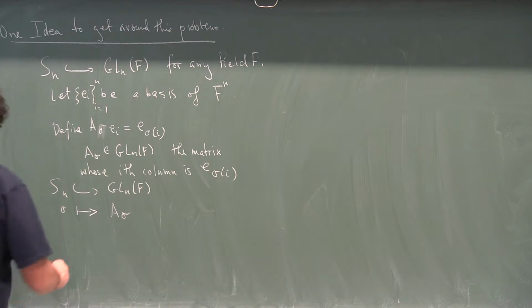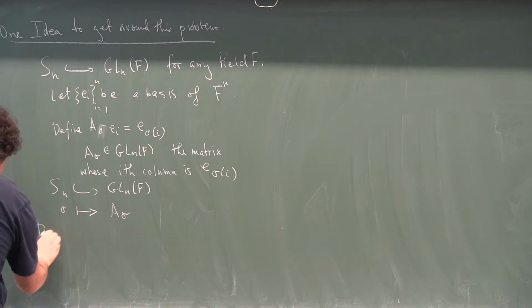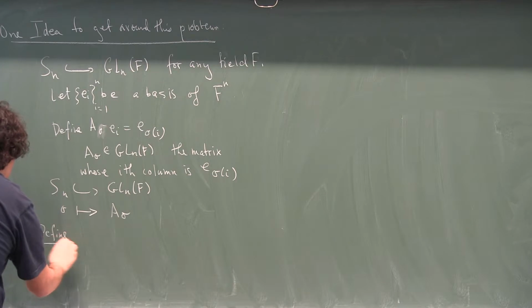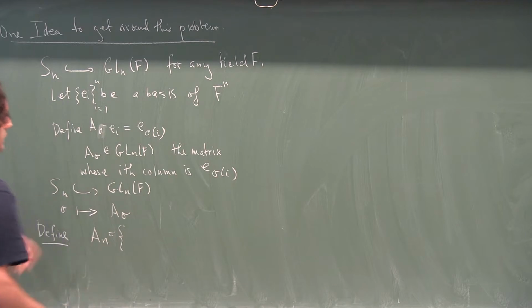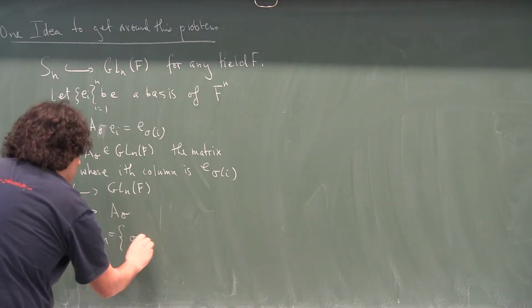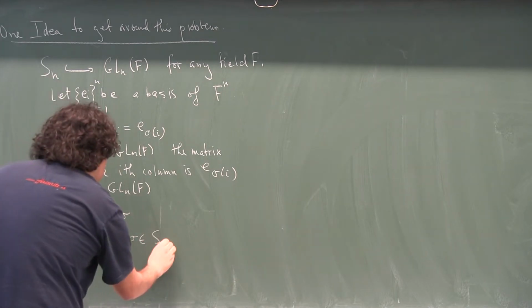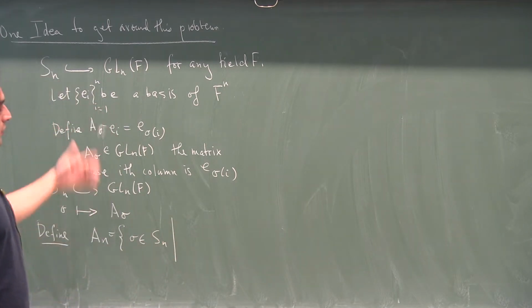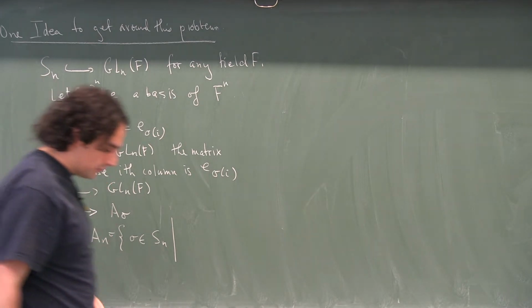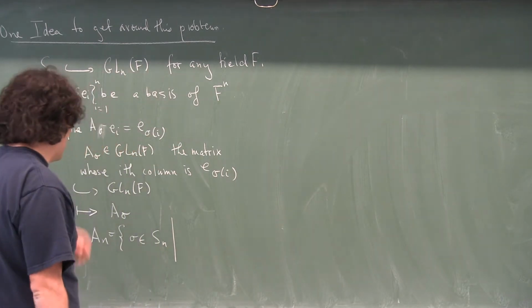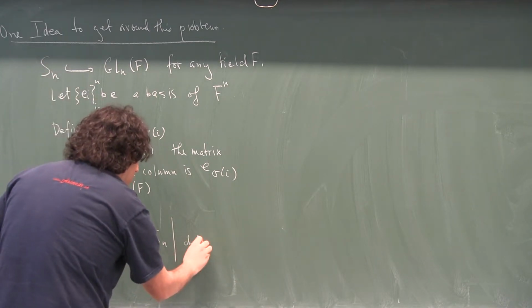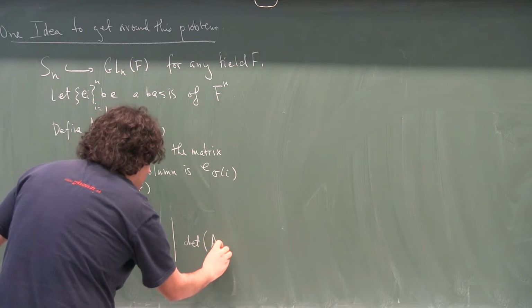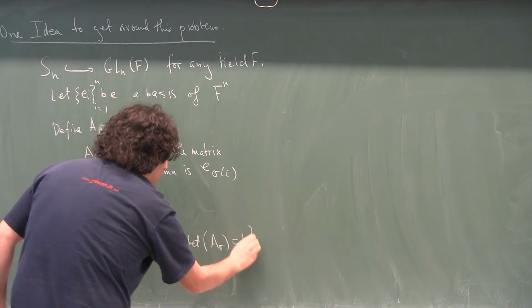And now what we can do is we can define A_n in a different way. We can define this by the aid of this embedding into GL_n(F) as the set of sigma in S_n such that, when we have a matrix, what can we do to it? We can take its determinant. So we can require that the determinant of the matrix A_sigma is equal to 1.